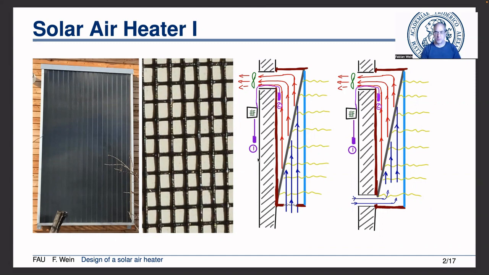The idea is the following. The sun shines through a glass pane and heats up the absorber. Then cold outside air is forced to pass through the absorber. By this, it takes the heat, and this warm air is then blown into the building. A variant is that the air is circulating in the building.